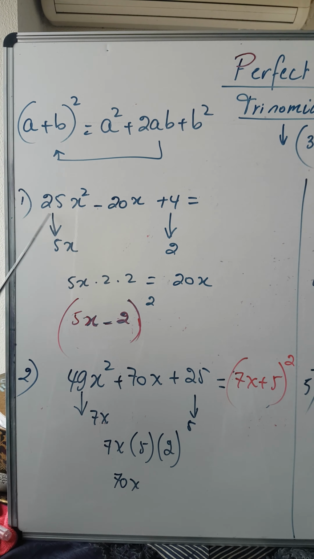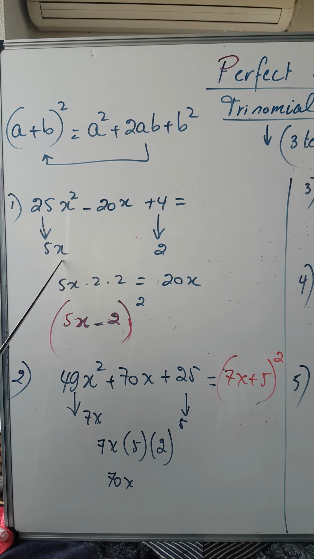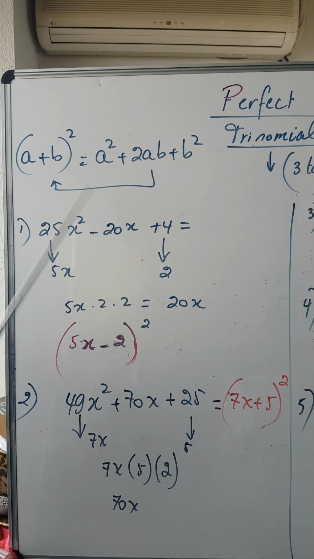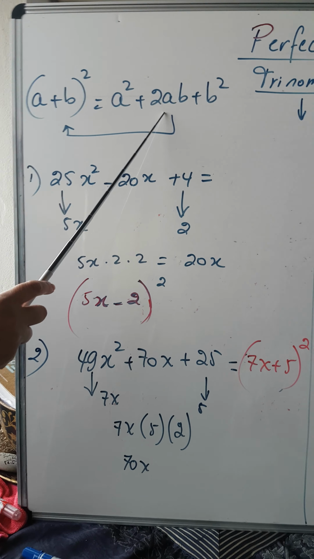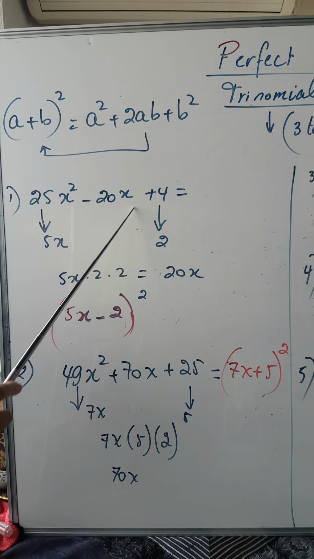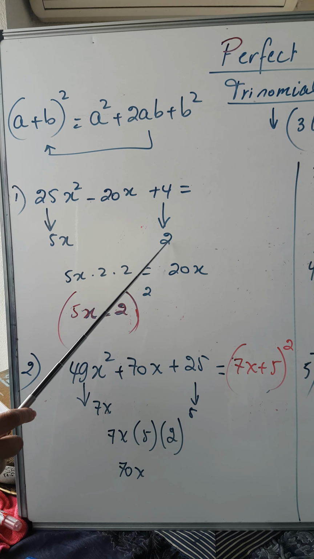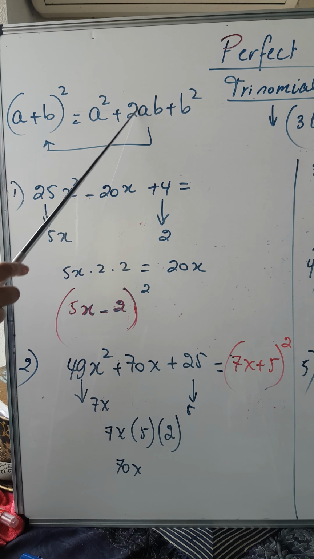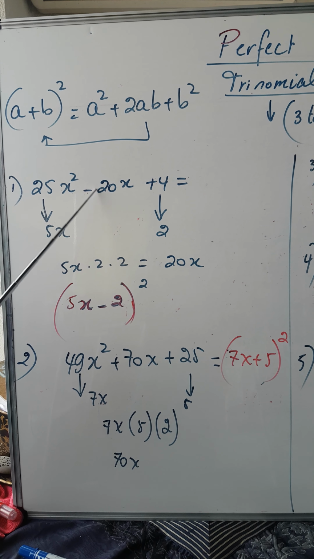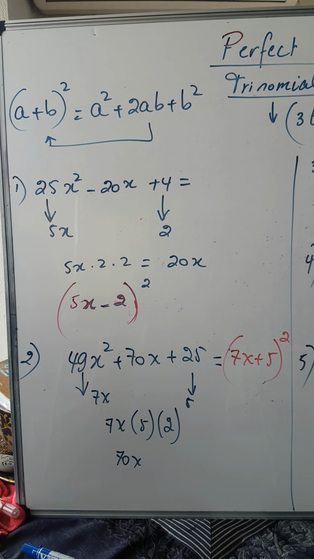The first term should be a square of a number, so 25x squared is the square of 5x. The 4 is the square of 2. Now the middle term is the first times second times 2, so we have to check if this times 2 will be equal to this term. Now 5x times 2, which we got from here, times the other 2, and we get 20x, and since we have a minus here, then our answer is 5x minus 2 all squared.